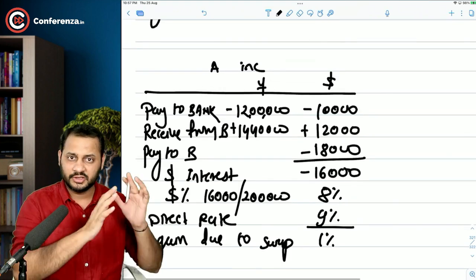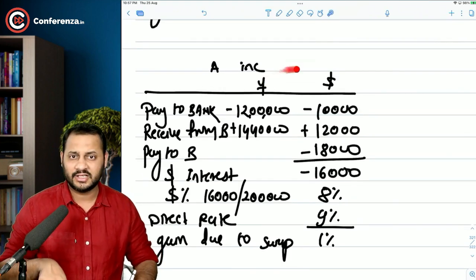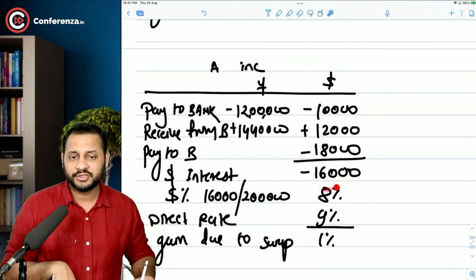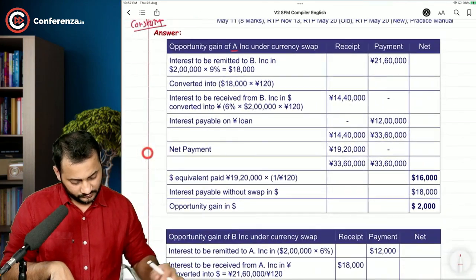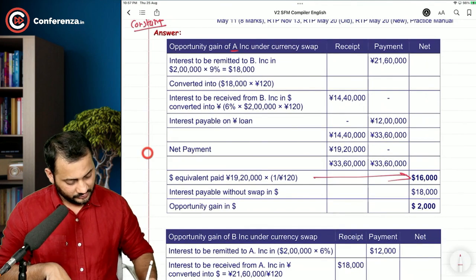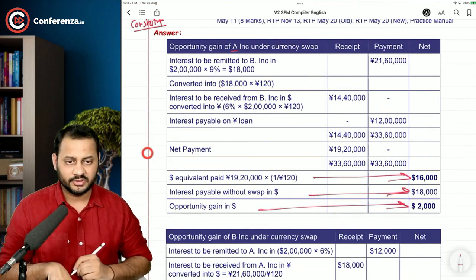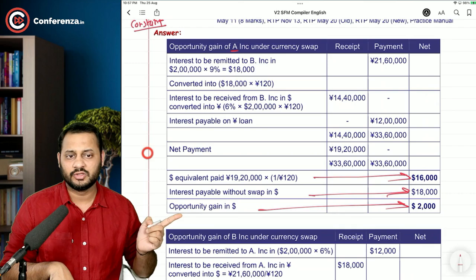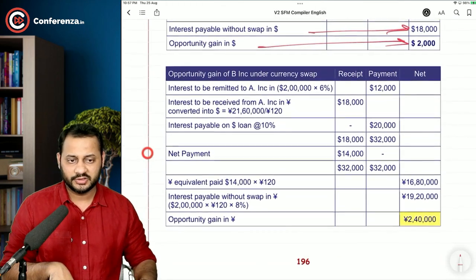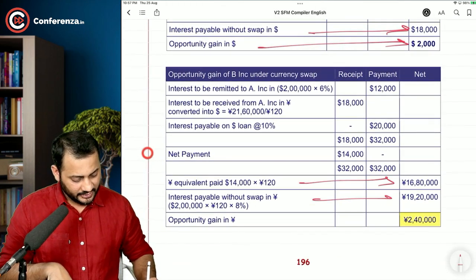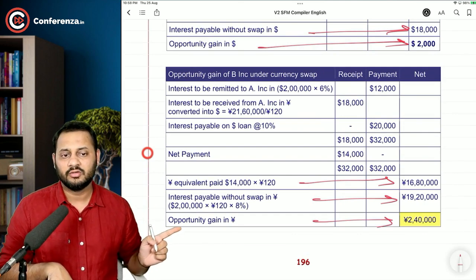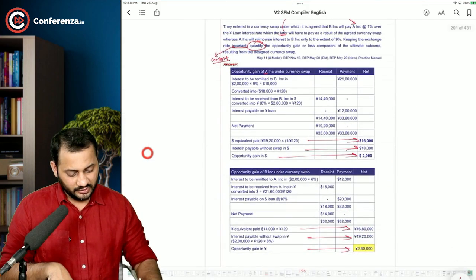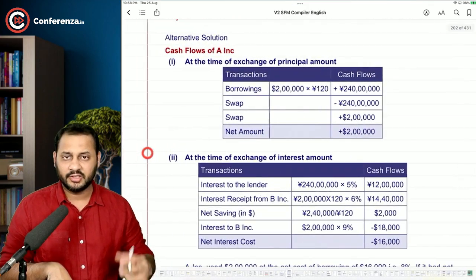For B incorporation, create a table like this, put dollar on this side, yen on this side, because ultimate cash flows to the B incorporation should be shown in yen. See, $16,000, $18,000, and the gain to him is 1% on $2 lakh. That is $2,000. And for B incorporation, it is like 16 lakh 80,000, 19 lakh 20,000. The gain is 1% on 240 lakhs comes to 2 lakh 40,000. So there are different ways of presentation. You can present it in any manner.